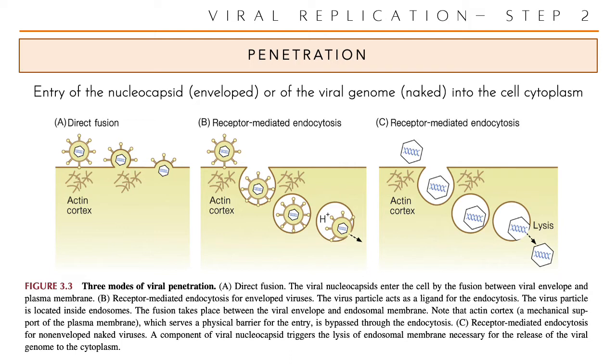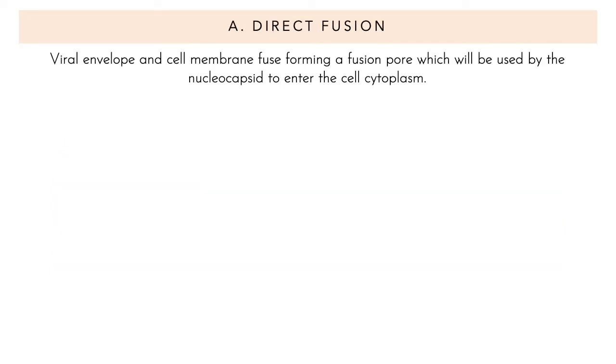All right, let's talk about direct fusion. Direct fusion is when the viral envelope and the cell membrane fuse, forming a fusion pore, a hole through both membranes, which will be used by the nucleocapsid to enter the cell cytoplasm. But how does this happen? We know that the plasma membrane is an effective physical barrier. The virus particle is stable enough as well. So what could make both membranes of these two structures break and join?